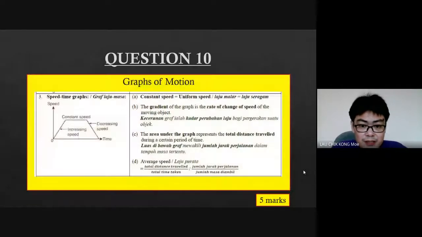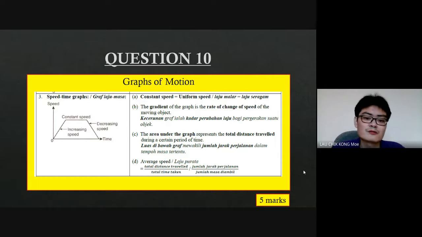So the concept here is from the speed-time graph, we can find the constant speed. Constant speed means a uniform speed. And then the rate of change of speed means a gradient. And the third one is the area under the graph. Area under the graph means the total distance. If we want the distance, we use the area under the graph.